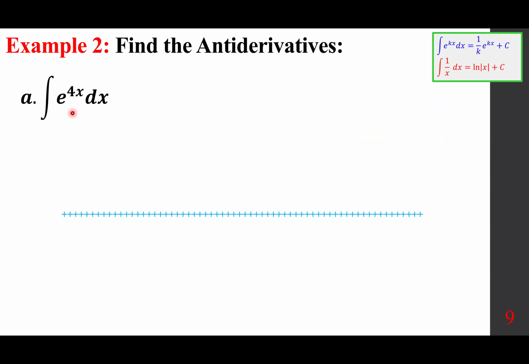Integral of e to the power of 4x dx. Remember, the derivative of e to the power of kx or the integral of e to the power of kx is itself. Now, in the case of a differentiation, multiply by k. Integration, divide by k. So the answer is itself. Divide by k, which is 4. So 1/4 e to the power of 4x plus a constant.